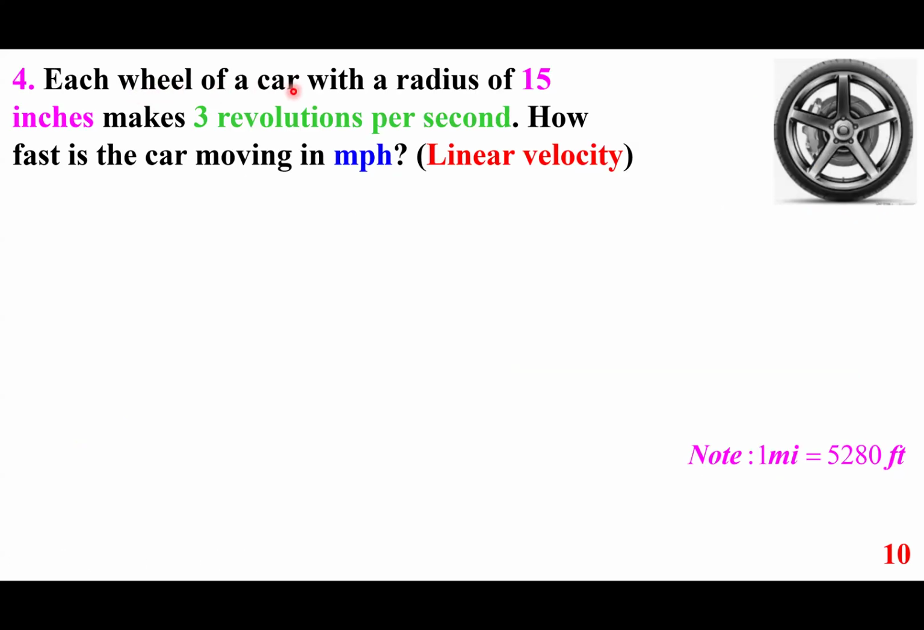Each wheel of a car with a radius of 15 inches makes 3 revolutions per second. 1, 2, 3. That's an angular speed. How fast is the car moving in mph, miles per hour? In other words, we want the linear velocity. And I'm going to remind you that 1 mile is 5,280 feet.